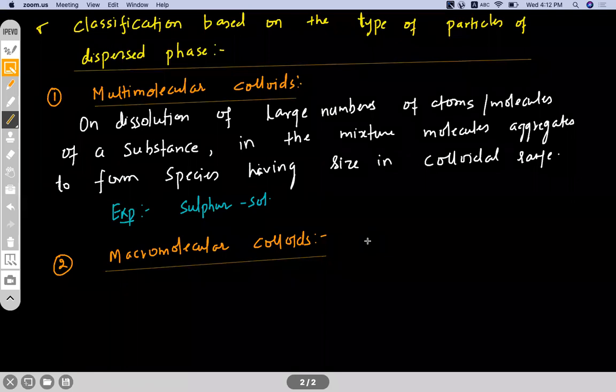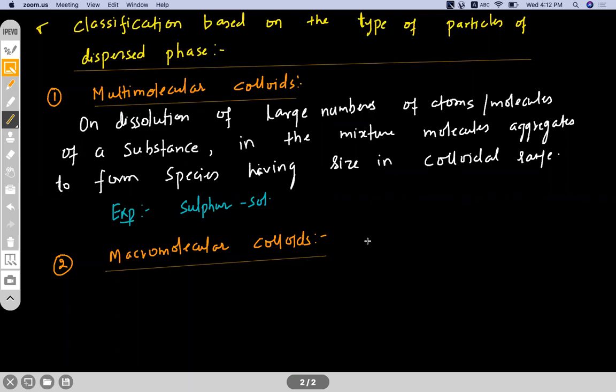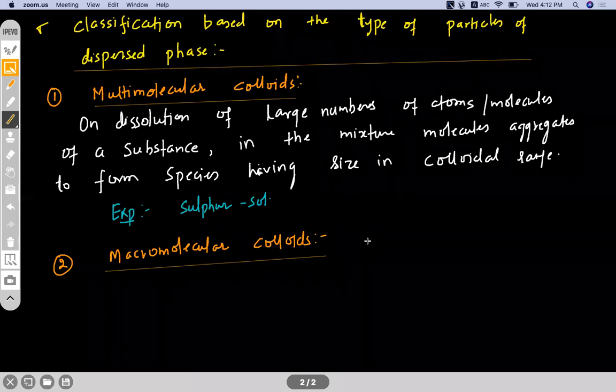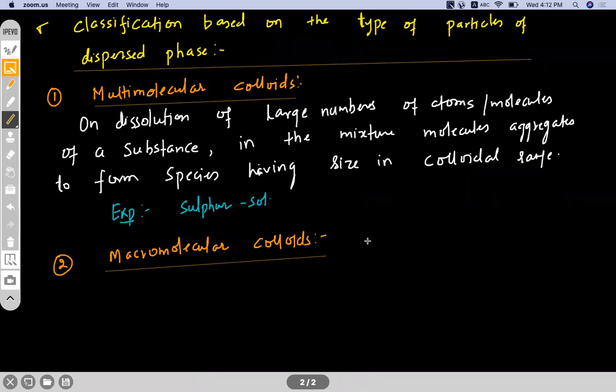The example of this type of colloids is when we have polymers. Polymers are basically involved in this. So example, write down, like naturally occurring macromolecules: starch, cellulose, proteins, enzymes. All these molecules, the colloidal solutions that we have, fall in this range, macromolecular colloids.